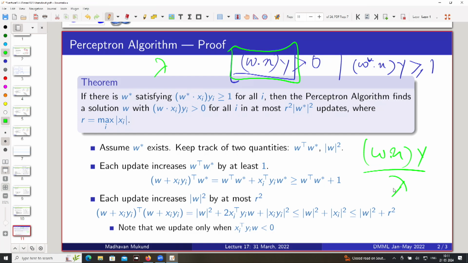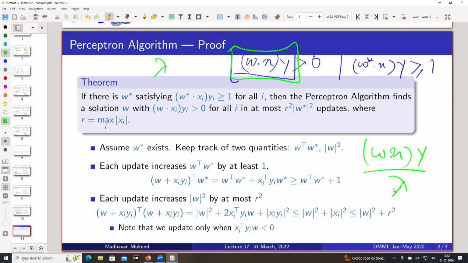Okay, so the second quantity that we keep track of is just the length of W. The claim is that the length of W squared increases by at most R square, where R was the length of the largest X vector. How do you measure the length? How do you write down W square? That is simply W times W.